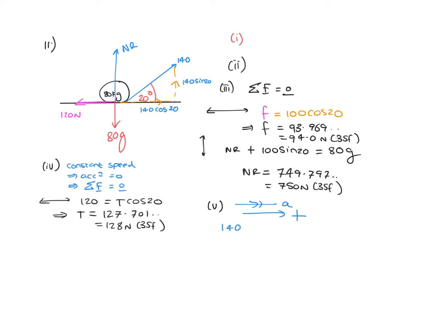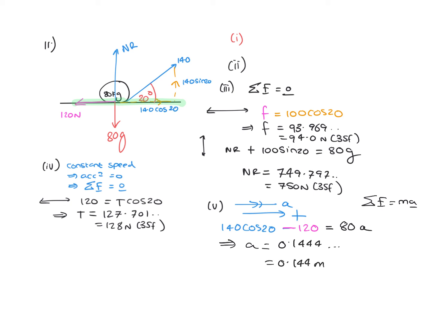So I have 140 cos 20 going to the right, looking at this component here. This force here, the minus 120 frictional force going to the left, opposes that, and that equals the mass of the box, 80, multiplied by its acceleration a. So I'm back to using F equals ma because we're no longer in equilibrium. This gives me the acceleration, which is equal to 0.1444... so 0.144 meters per second squared to 3 SF.